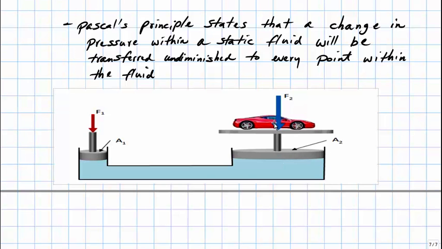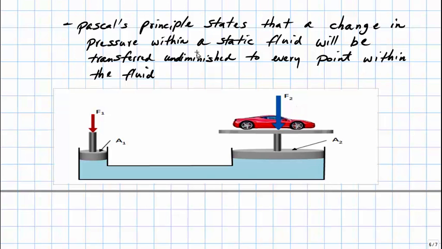Now this car is exerting a downward force on this piston, and of course this downward force would equal the weight of the car. On the left-hand side we have a force of F1 being applied to the smaller piston, and as a result the system is in static equilibrium. We're going to prove that we can actually maintain the static equilibrium. In other words, we can lift this car with a small force on the left-hand side as compared to the weight of the car.